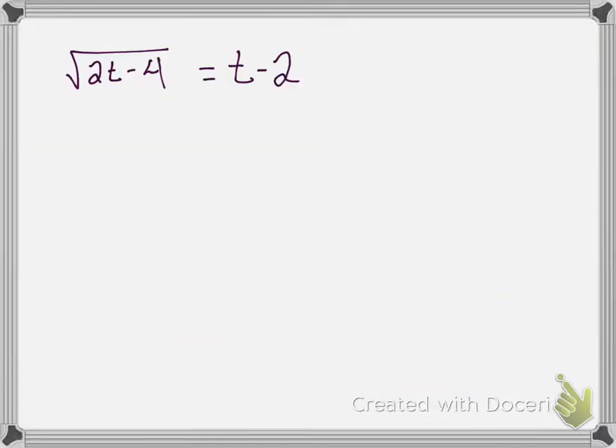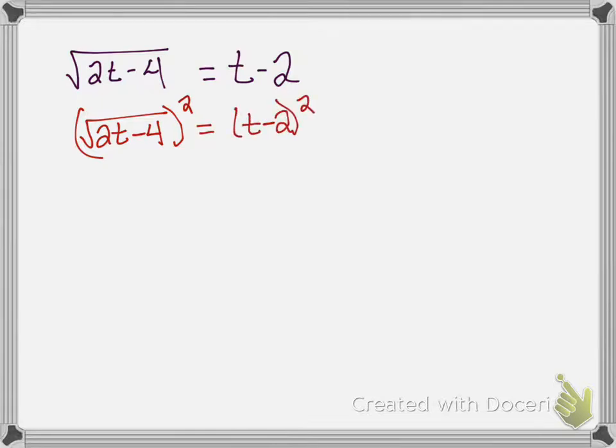Okay. Now I have the square root of 2t minus 4 equals t minus 2. Do I have my square root already isolated? Is it on one side? Yes. So now what I'm going to do is square both sides. So I've got 2t minus 4 equals t minus 2 squared.